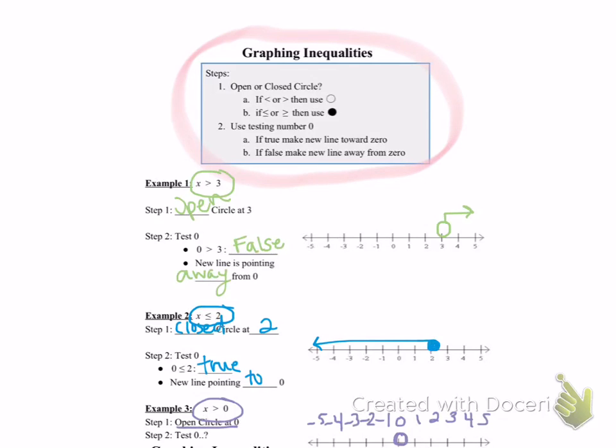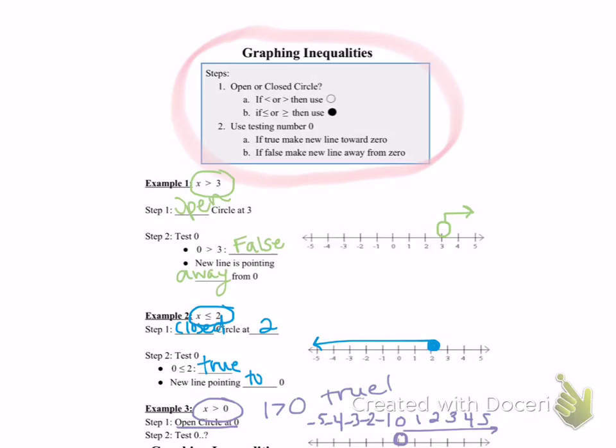But in this problem, 0 is the number that we're using, so we have to pick another number. Let's just pick 1. So let's plug in 1 for x. So 1 is greater than 0. Well, that is true, so I want to go over 1 with my arrow. I want to make sure it includes 1 because it is true. So there are 3 examples.